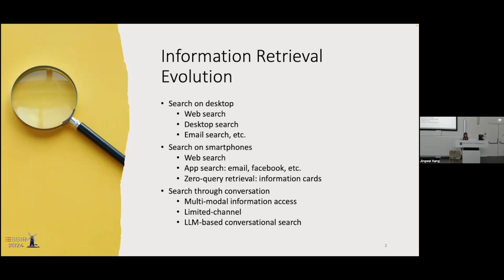And the last type is called search through conversation, which is the main focus of today. I will be basically talking about some multimodal information access, including some image and speech access in this search scenario. Basically, we just use conversations with some multimodal contents inside to interact with the system, and it often happens in a limited channel. I will also be talking about LLM-based conversational search, which has been a very popular research direction recently after the release of LLMs.